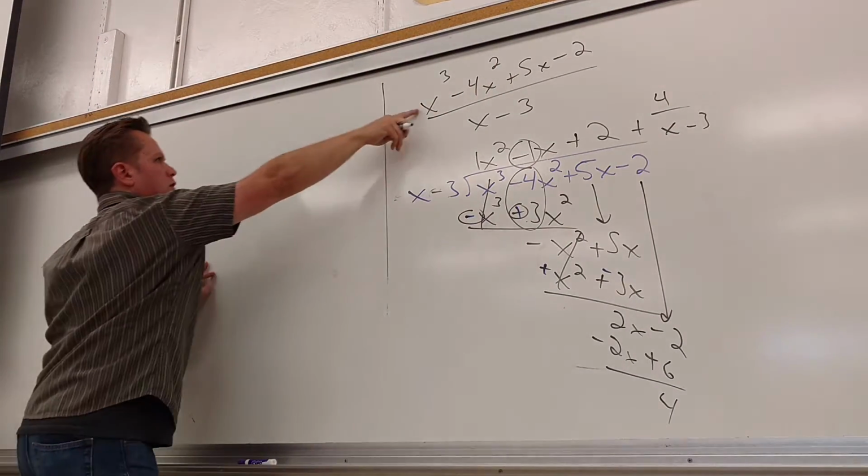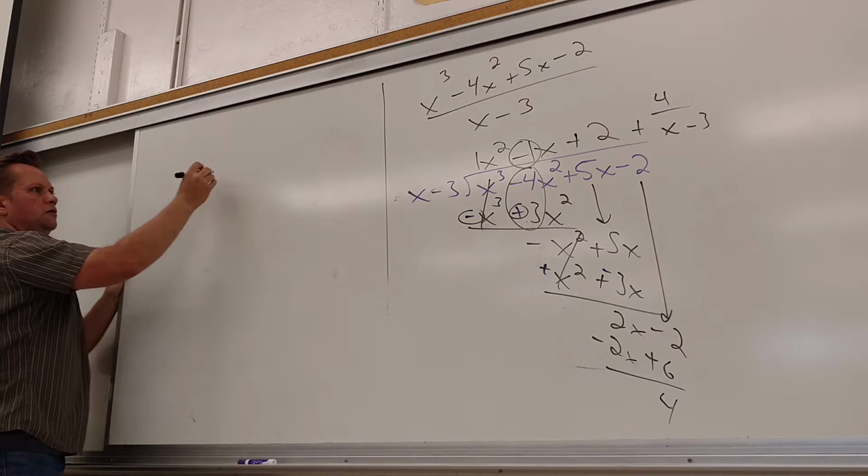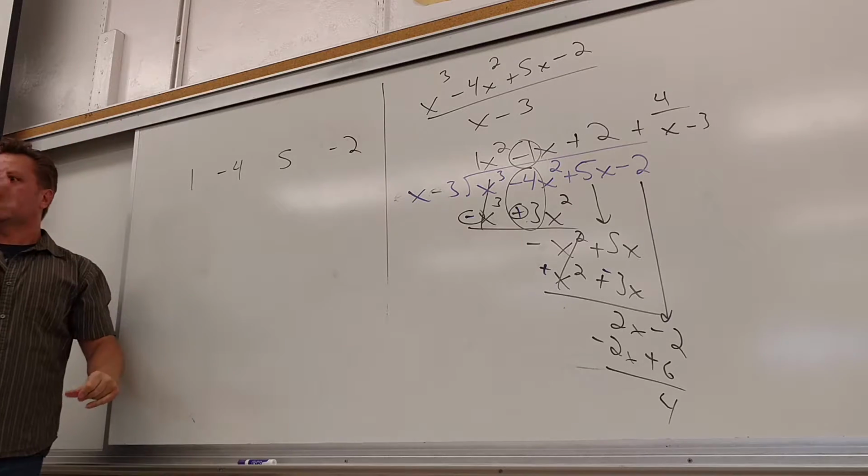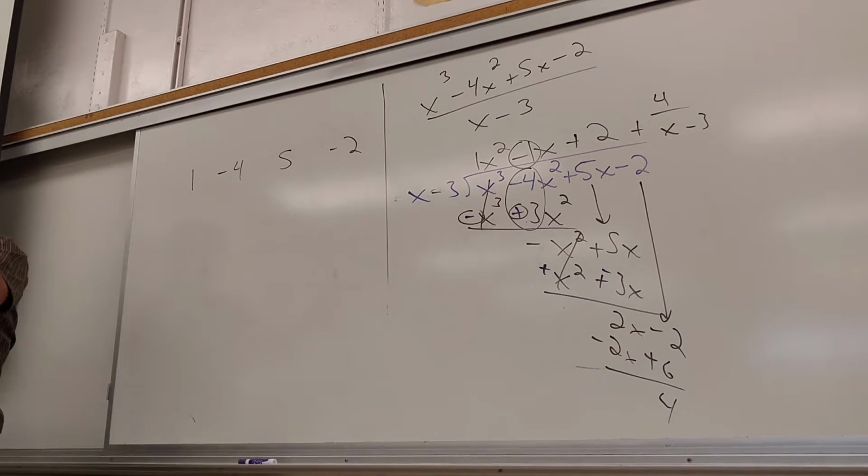So what are the coefficients of the top here? 1. Negative 4. 5. Negative 2. And if I was missing something, I would just put a 0 there.